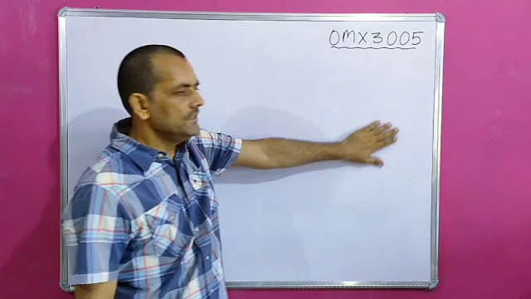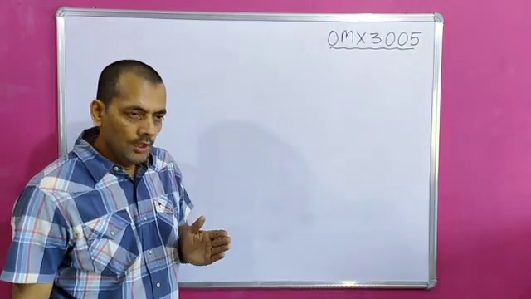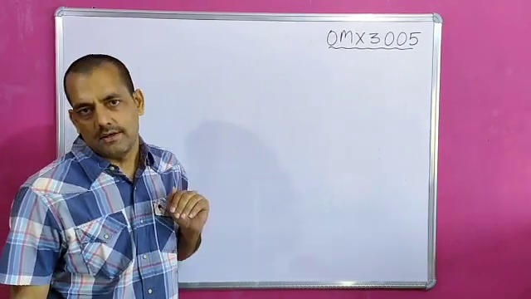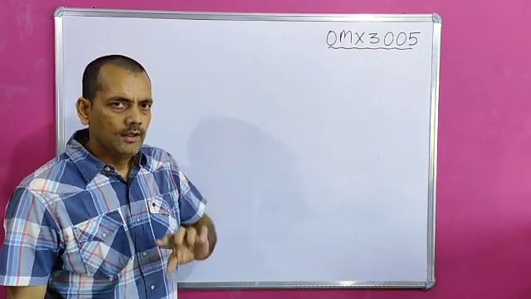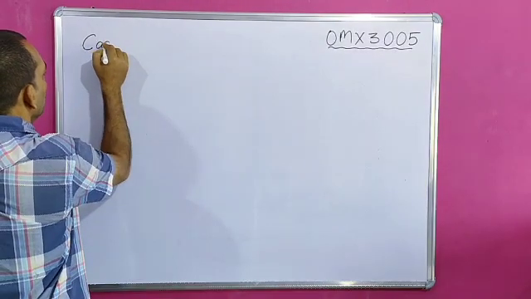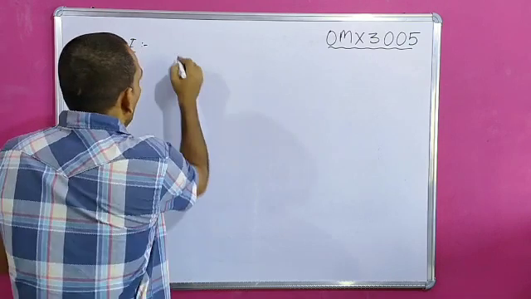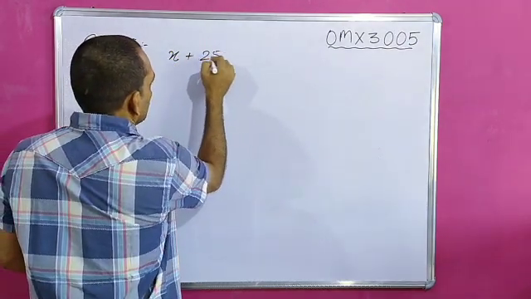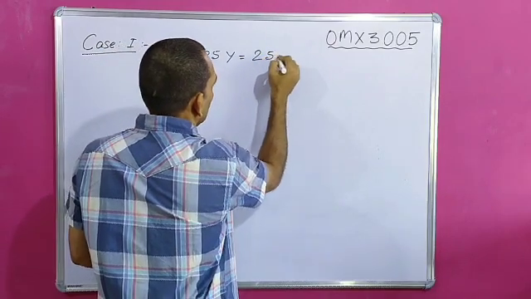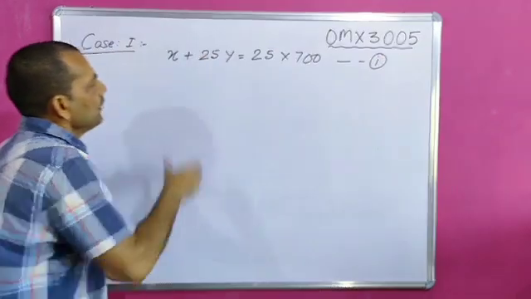0MX3005. This question is about a boarding house and some boarders staying in it. The number of boarders is increasing, per head cost is decreasing, as it is given in the question. Let's summarize the first condition first. Case 1. This is equation number 1.